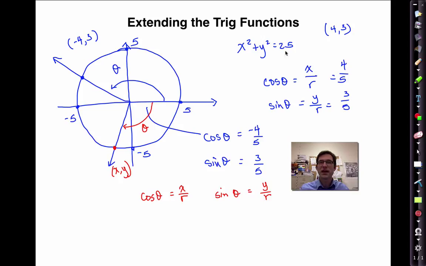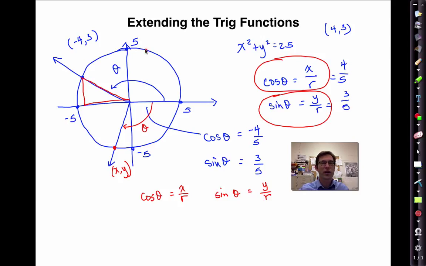We simply say that the cosine of the angle is the x-coordinate divided by the radius of the circle. The sine of the angle is the y-coordinate divided by the radius of the circle. Now again, you might say, well, why did a circle suddenly come into play? Here we were talking about right triangles, now we have a circle. And the reason is very simple, because any point on a circle really creates a right triangle.